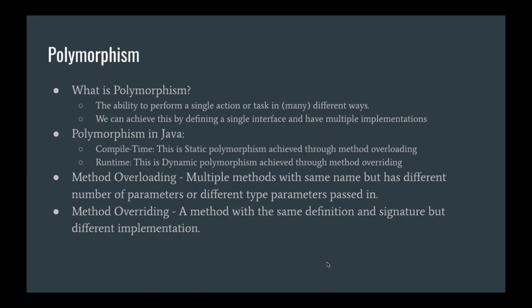So you can perform the same task, but if you use different ways or different forms, that is what we consider as polymorphism. We can achieve this by defining a single interface and having multiple implementations. So you know that an interface doesn't have any implementation. It just defines, sort of like an abstract class.